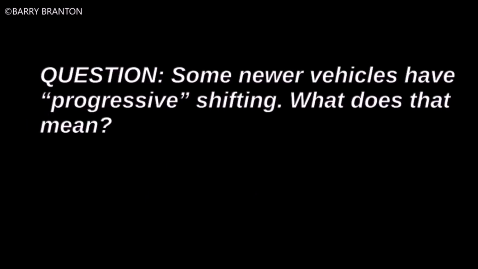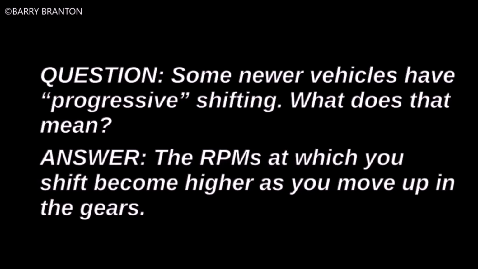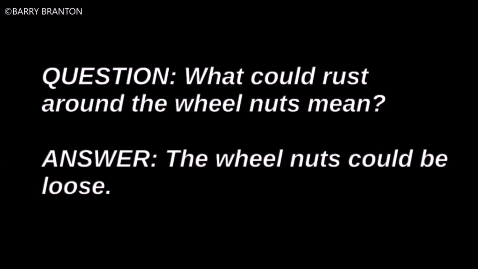Some newer vehicles have progressive shifting. What does that mean? The RPMs at which you shift become higher as you move up in the gears. What could rust around the wheel nuts mean? The wheel nuts could be loose.